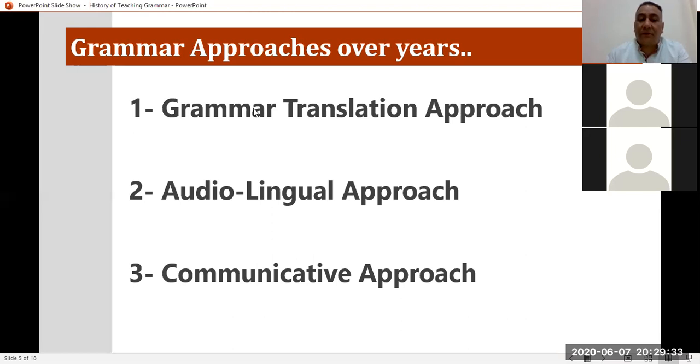These are the three approaches that were used to teach grammar over years. This one, grammar translation approach, began in the year 1850 to 1950. And after that, from the year 1960 or 1965, teachers used the audiolingual approach. And nowadays, we use the communicative approach, ودي اللي احنا بنركز عليها وبنتعلم عليها techniques and activities because it's the most modern one.